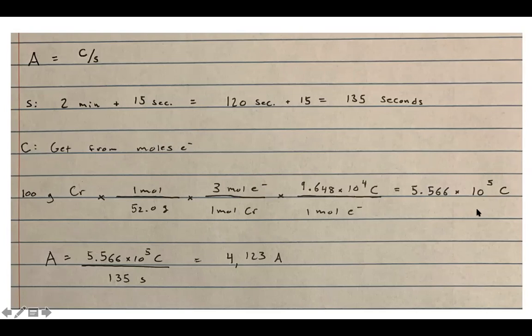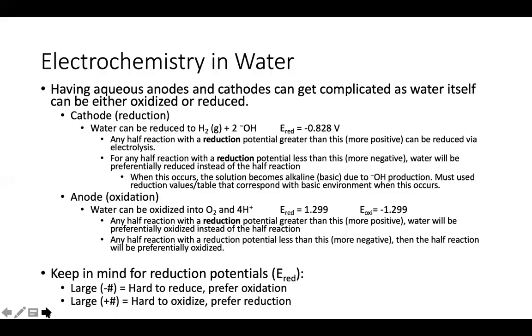Now that I have coulombs and seconds, I can find amperes by taking my number of coulombs and dividing by seconds, and I get a little over 4,100 amperes. So in these types of problems, I would recommend separating your units and almost dividing and conquering these problems. The last two slides I have are about the last two videos for this chapter.